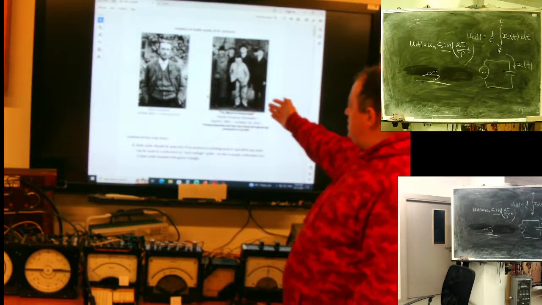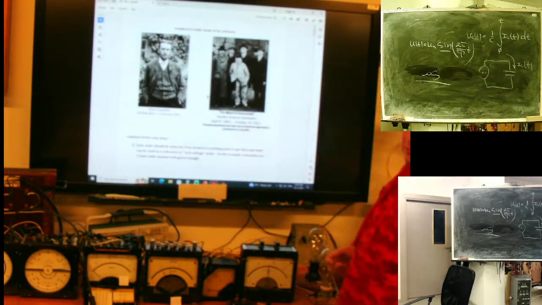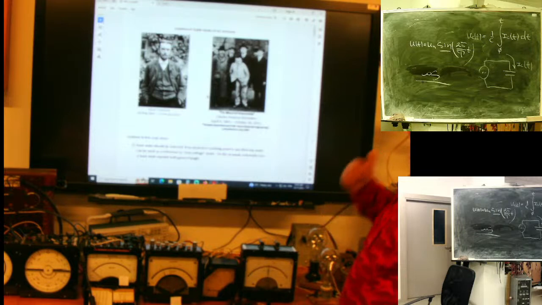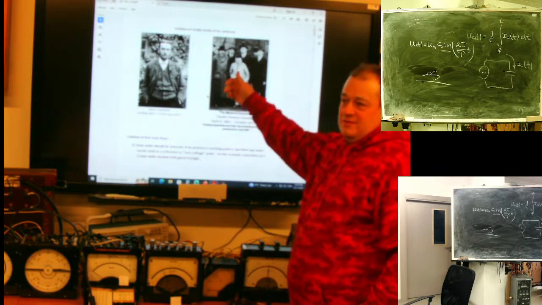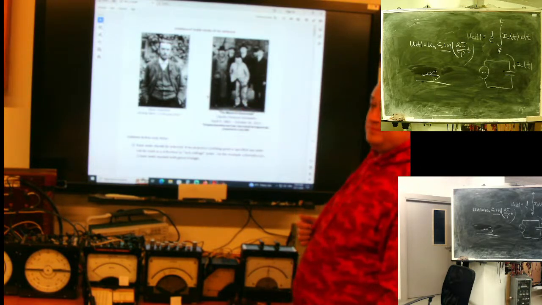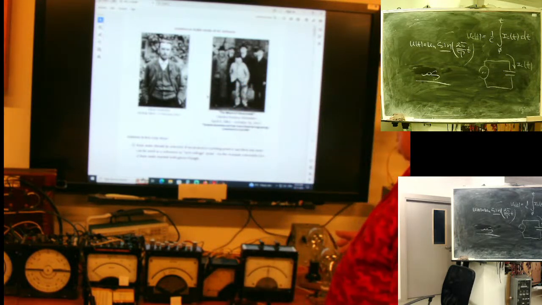Here in the middle stands Charles Proteus Steinmetz, who in 1893 published a paper, Complex Quantities and Their Use in Electrical Engineering. This was a key breakthrough in AC network solution. Key idea by... who's this guy near him? Yes, this one. Albert Einstein.